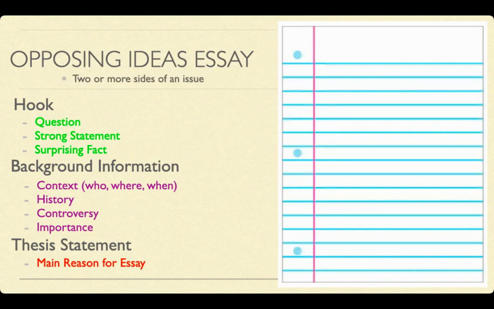An opposing ideas essay presents two or more sides of an issue. The goal is not to argue for one side or the other. That would be called an argumentative or a persuasive essay, but it is rather to fairly present the major points of view about a topic. It's useful for informing the reader about a controversy so that they can better understand why the opposing sides disagree.